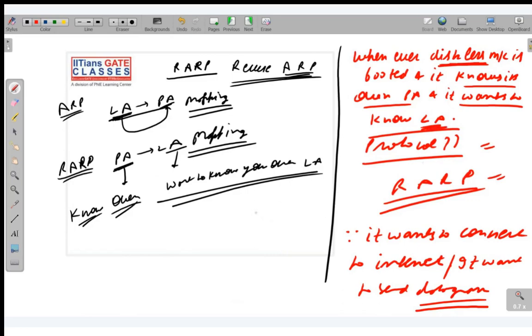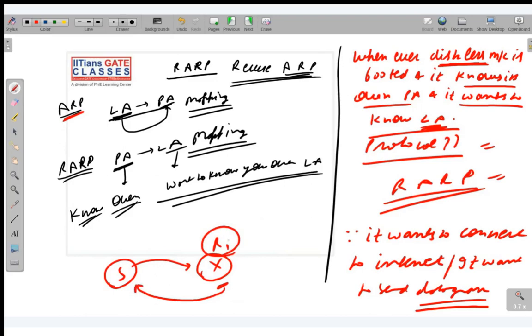That is very obvious. Now the question arises that for ARP it was easy. Why? Because this is the sender and this is the router. The sender knows the IP address of this router R1, but it does not know the physical address of R1. R1 knows its physical address, so it will send it to the sender. So everything is fine in the case of ARP.